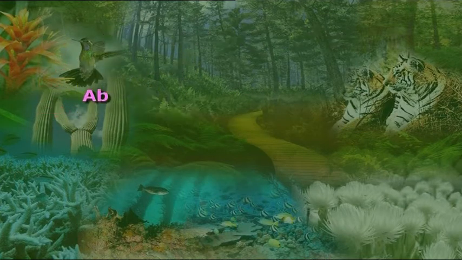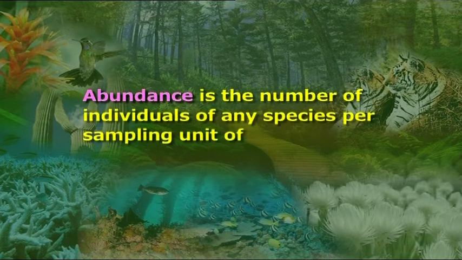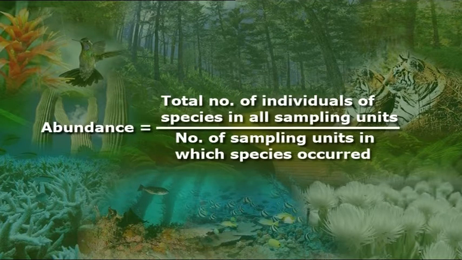Abundance. It is the number of individuals of any species per sampling unit of occurrence. It is calculated by the formula: abundance is equal to total number of individuals of the species in all the sampling units divided by number of sampling units in which the species occurred. But abundance, like the other quantitative characters, gives little idea of the distribution of the species.